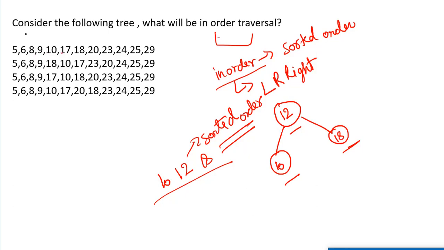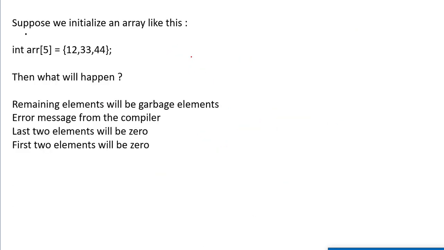So 5, 6, 8, 9, 10, 17, 18, 20, 23, 24, 25, 29, that will be the correct one. And 5, 6, 8, 9, 18, so that is not sorted. 5, 6, 8, 9, 17, 10, that is not sorted. 5, 6, 8, 9, 10, 17, 20, 18, that is not sorted. So option A is the only correct option.